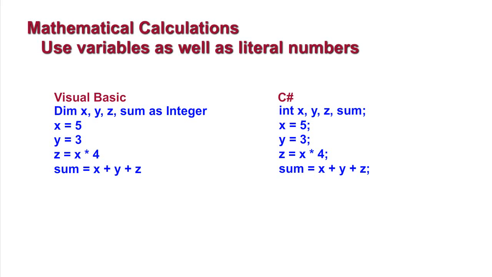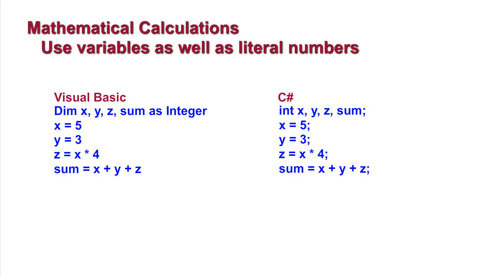In most cases, we're going to read values in from a text box or an input box or some other source, place those into a variable, and then do mathematical calculations on the values of those variables. So in this example here, I've got x, y, z, and sum, which are all integer variables, and I've set x equal to a value of 5 and y to a 3, and then z is going to equal whatever the value of x is times 4. So z in this case would equal 20.